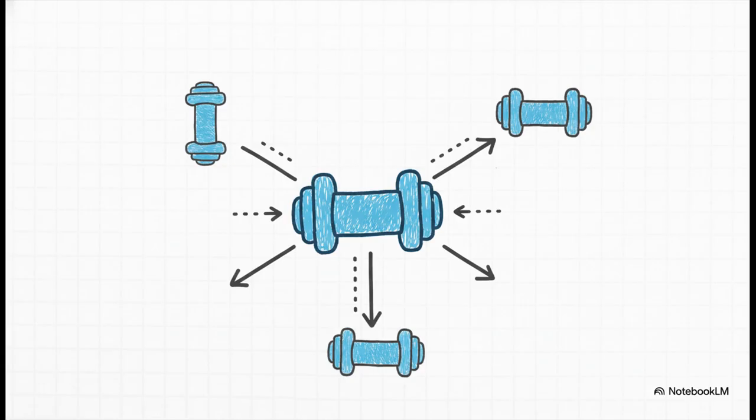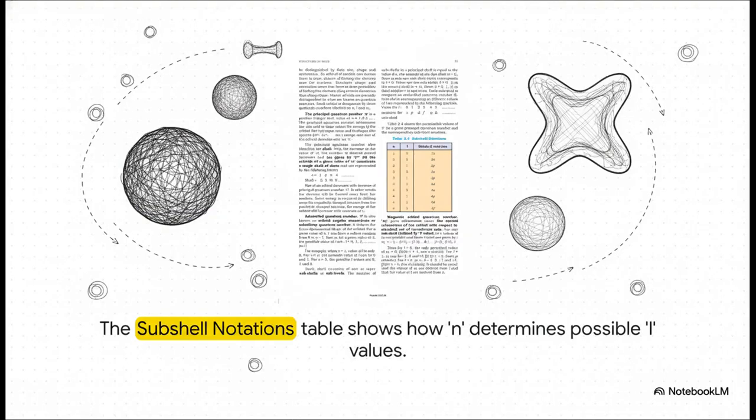The number of possible orientations, m sub L, depends entirely on the shape L. So a super simple spherical shape, where L is 0, has only one possible orientation. M sub L has to be 0. But a dumbbell shape, where L is 1, can point in 3 different directions, represented by -1, 0, and +1. You can see how the atom starts to build up this incredibly complex, 3-dimensional structure just from these simple rules. And this table just lays it all out perfectly.